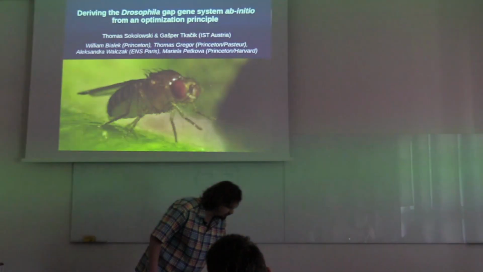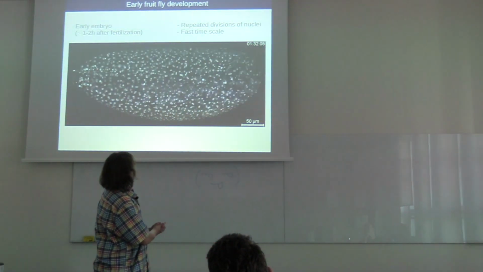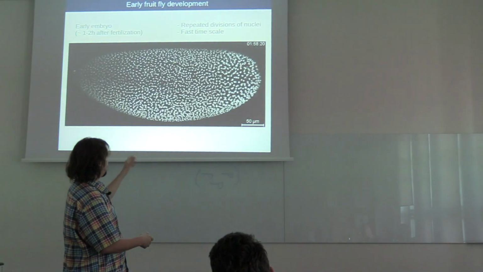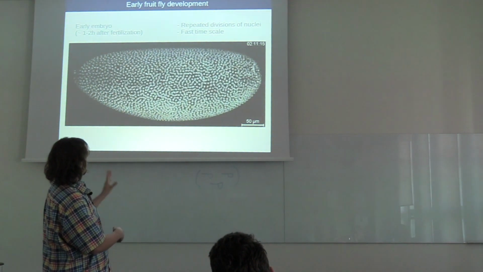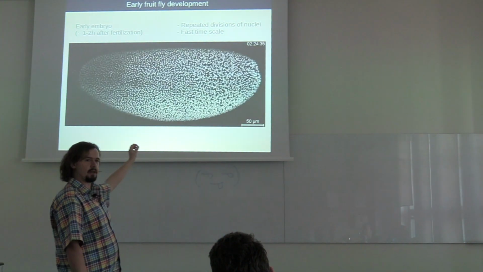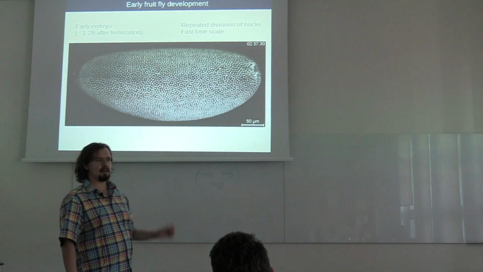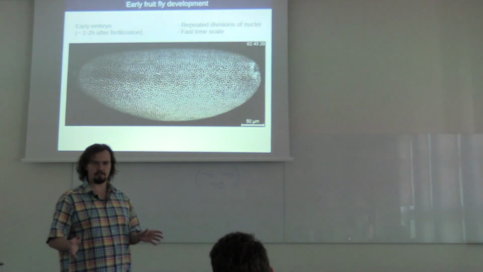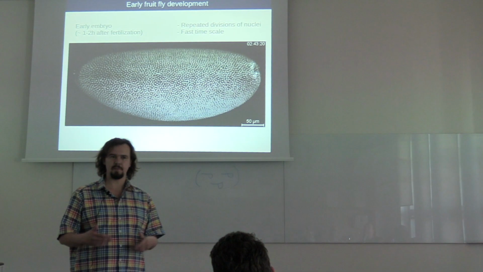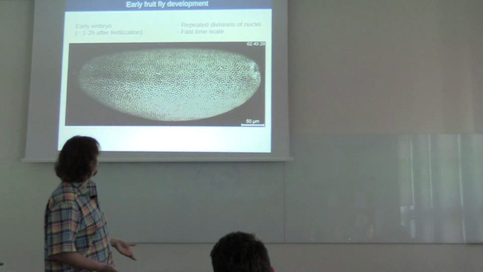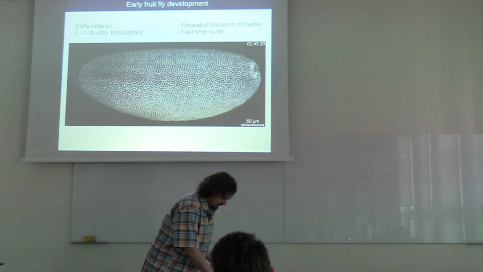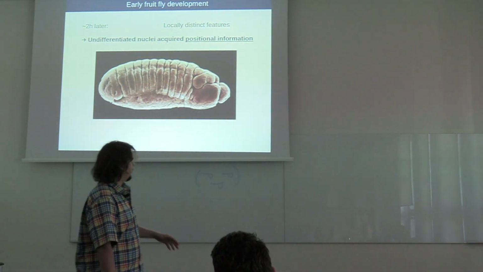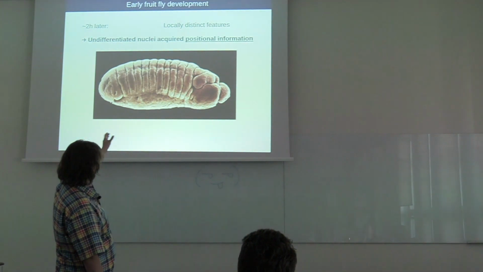I can replay this. But the main point here is that up to these 10 divisions, which is about 2 hours after fertilization, you can take out each of these nuclei, and you can put it somewhere else, and it will not affect the correct development of the embryo, which means that all of these nuclei are not specified, not differentiated yet. So when you look at the state about 2 hours later, you can see very distinct positional cues that have formed.